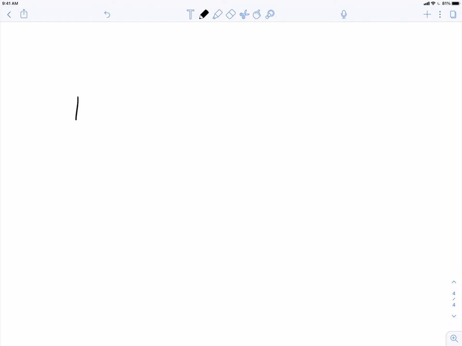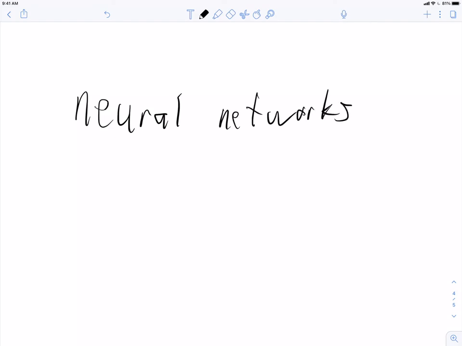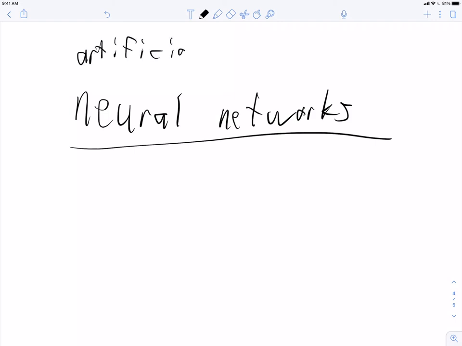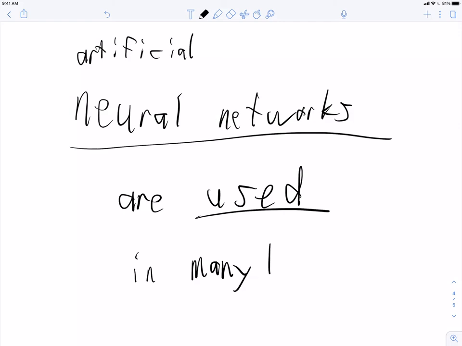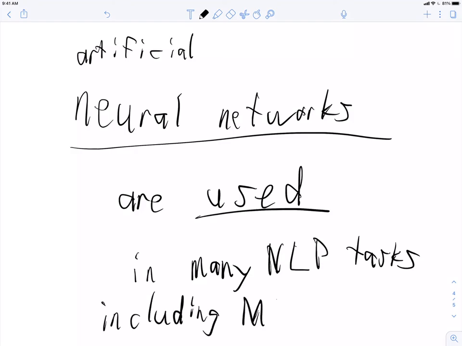So, neural networks, or artificial neural networks, are mathematical models that are roughly inspired by the connections within the human brain. Now, neural networks are not an NLP task, but neural networks are used in many NLP tasks, including machine translation, or MT.